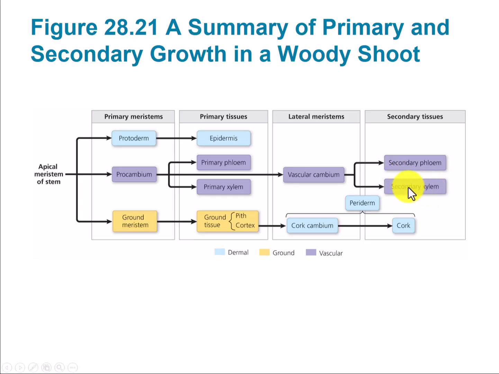So the secondary xylem becomes what we know as wood. And those rings, each of that ring that it was showing, that's when we count how many years old it is. Each ring represents a year's worth of growth. And so there is a breakdown of the apical meristem, our primary growth, our primary meristems and tissues, and then our secondary growth from our lateral meristems and those secondary tissues.